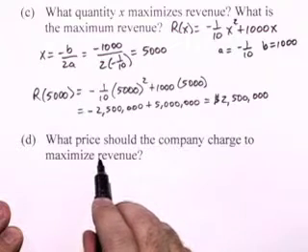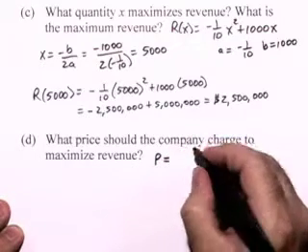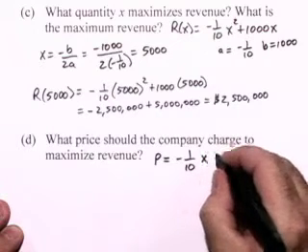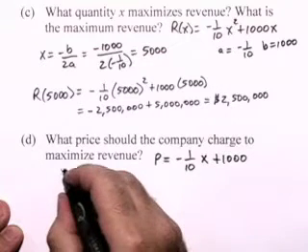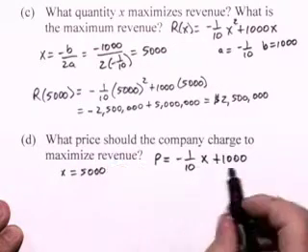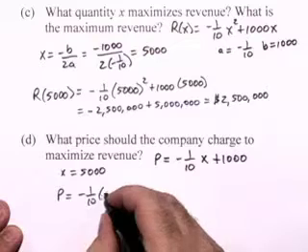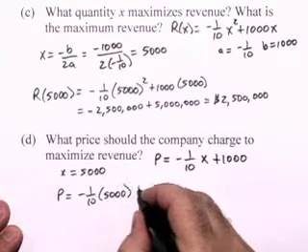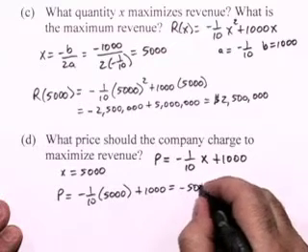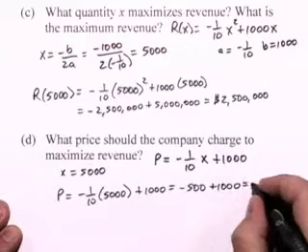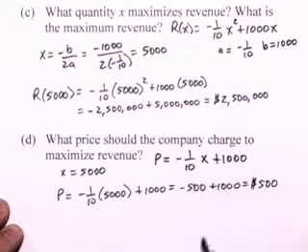In part D, we want to find the price that the company should charge to maximize revenue. Remember, our demand equation was P equal to negative 1/10 X plus 1,000. We know the value of X that maximizes revenue. We found that to be X equal to 5,000. So we simply need to evaluate P for X equal to 5,000. We'll get P equals negative 1/10 times 5,000 plus 1,000, which gives us negative 500 plus 1,000, or $500. So the company should charge $500 per unit to maximize their revenue.